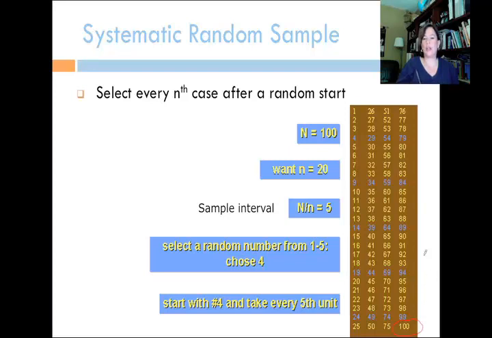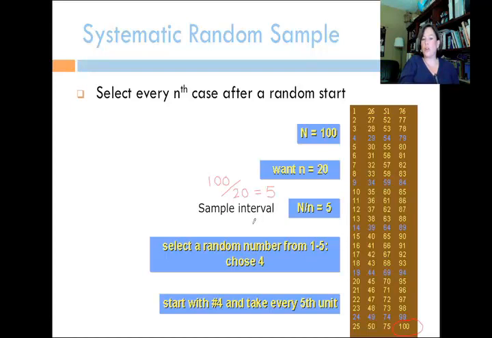And let's say we just want to talk to 20 of them, for example. So the sampling interval is our population size, which is that large N, that's the notation for population size, divided by our sample size that we want, which is notated by that small n, and 100 divided by 20 is 5. So our sample interval is going to be 5.